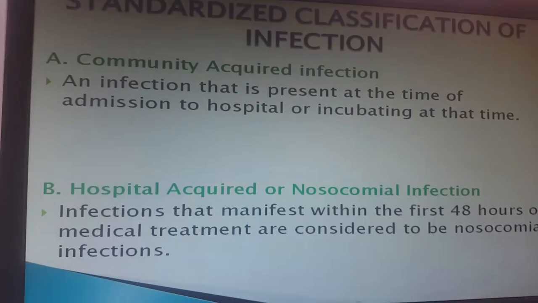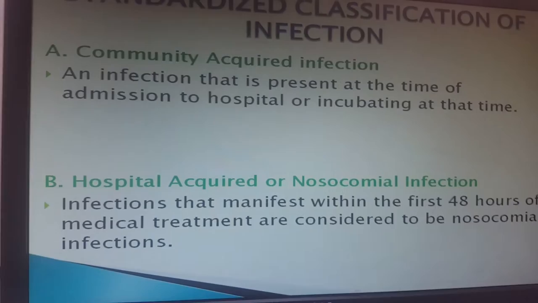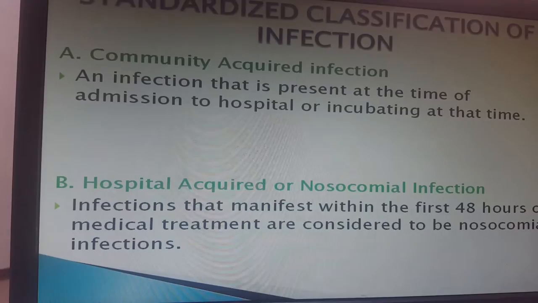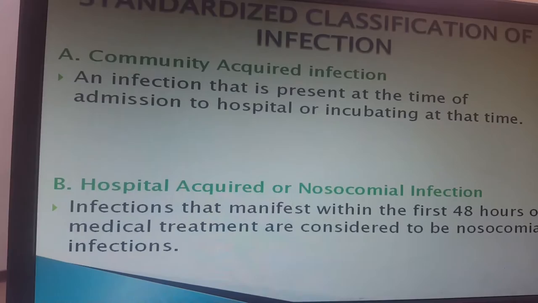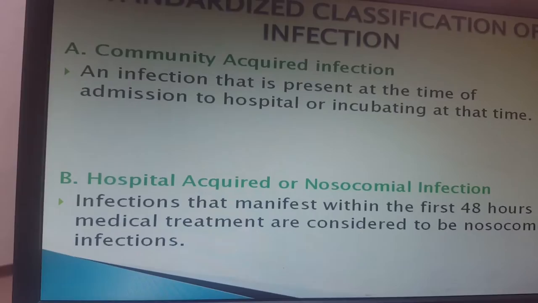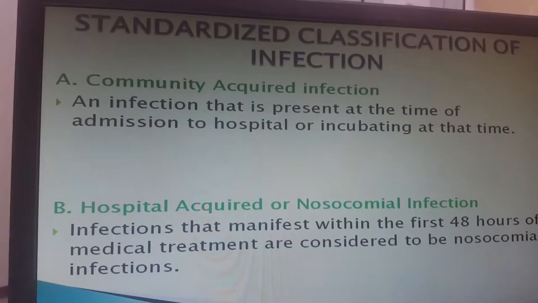For example, if one patient comes to female ER or male ER in Al Wafa hospital complaining of fever and sore throat, this is community infection. But if a patient comes for delivery, she is antenatal, she comes for labor, then after admission and after her labor she gets bronchitis, pneumonia, or gastroenteritis, this is nosocomial infection, because it comes within the first 48 hours after admission.